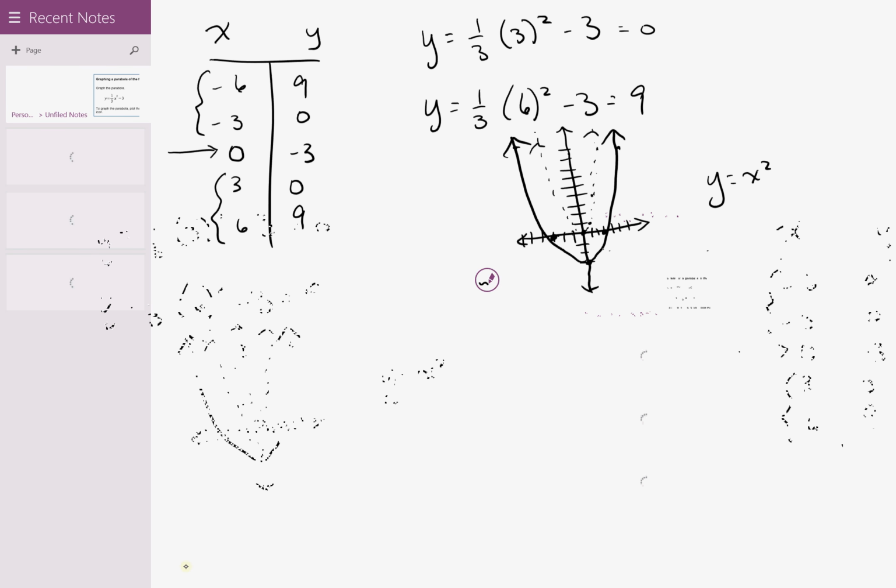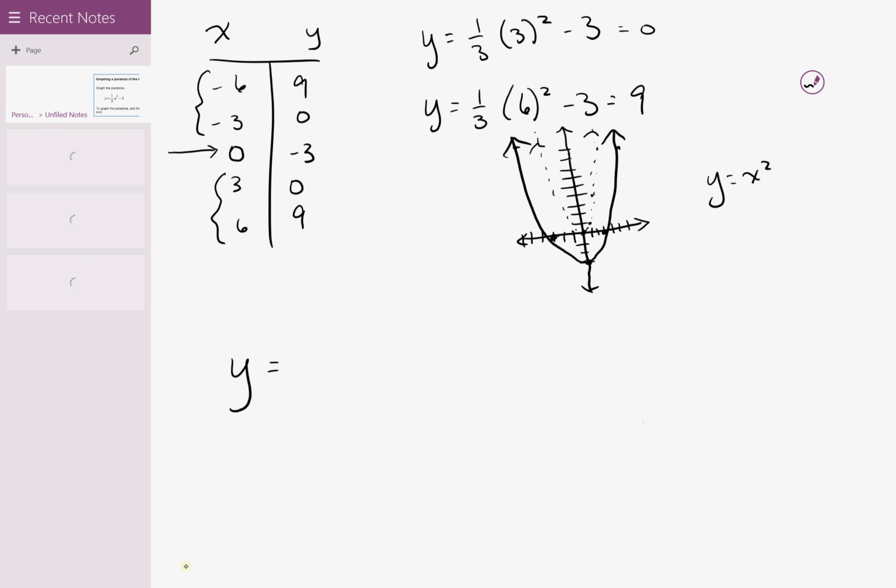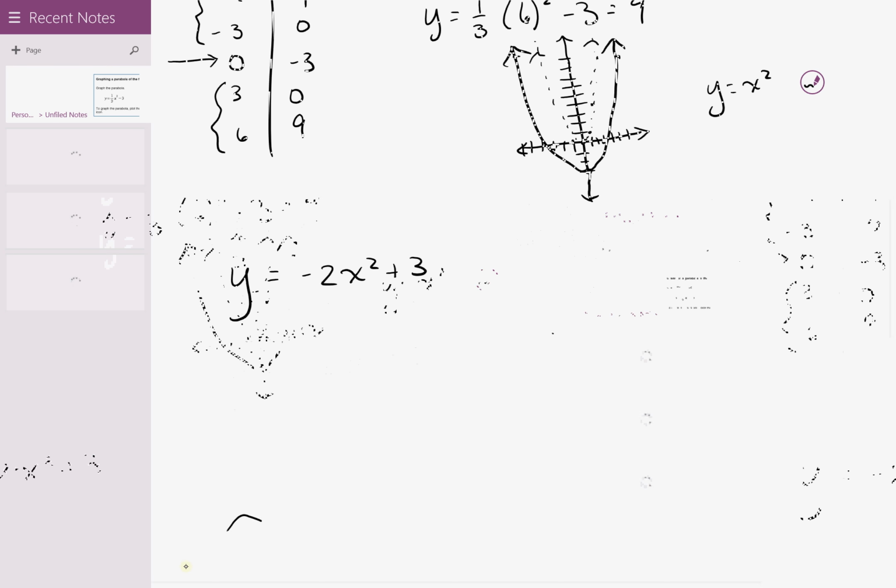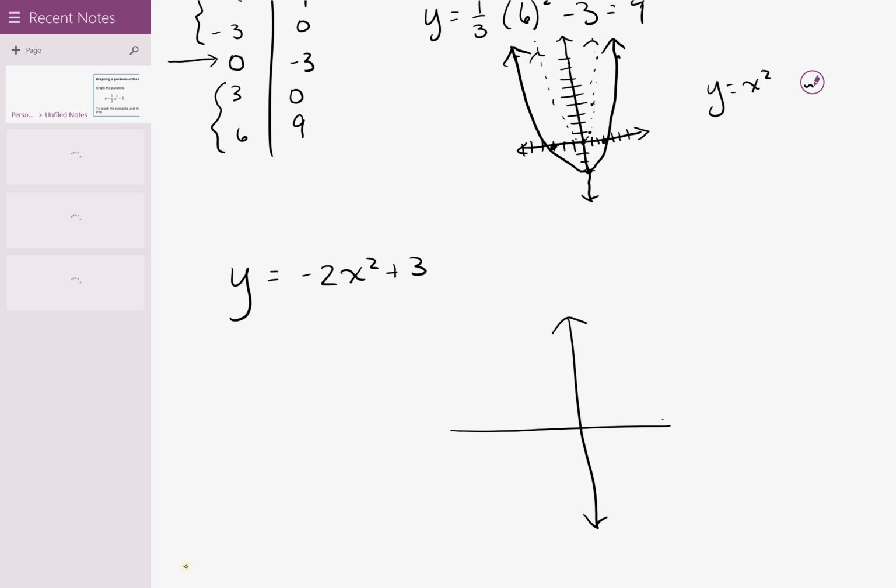I'm going to give you another example. If I had y is equal to, say, -2x squared plus 3, then my vertex is at (0, 3), and the graph opens downward. So if I substitute in plus or minus 1 for x, I get -2 plus 3 is 1.